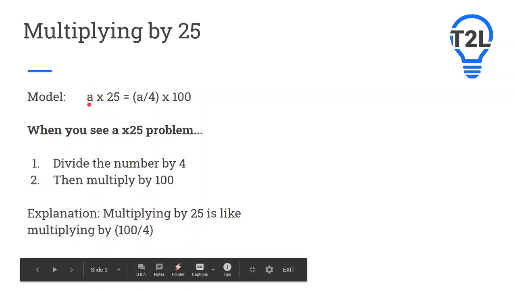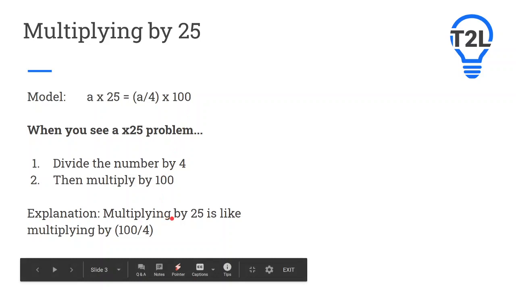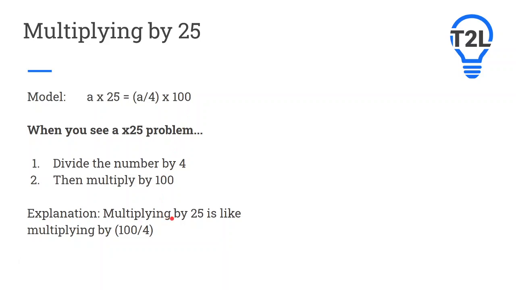Whenever you see a times 25 problem, what you want to do is take the number that you're multiplying 25 with and divide that number by 4, and then multiply by 100. Looking at the model, if you have a number a times 25, first divide a by 4, and then multiply by 100, and that's it. You do this because multiplying by 25 is like multiplying by 100 over 4. You're just rewriting 25 in a fraction or rational way. So that's why this trick works.